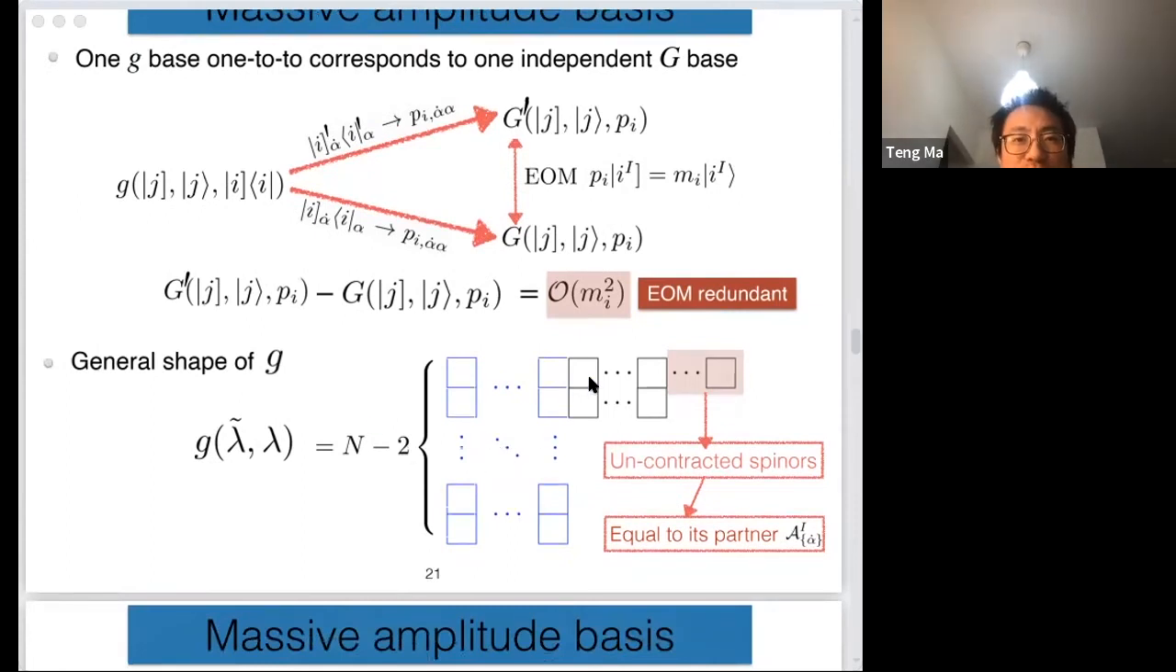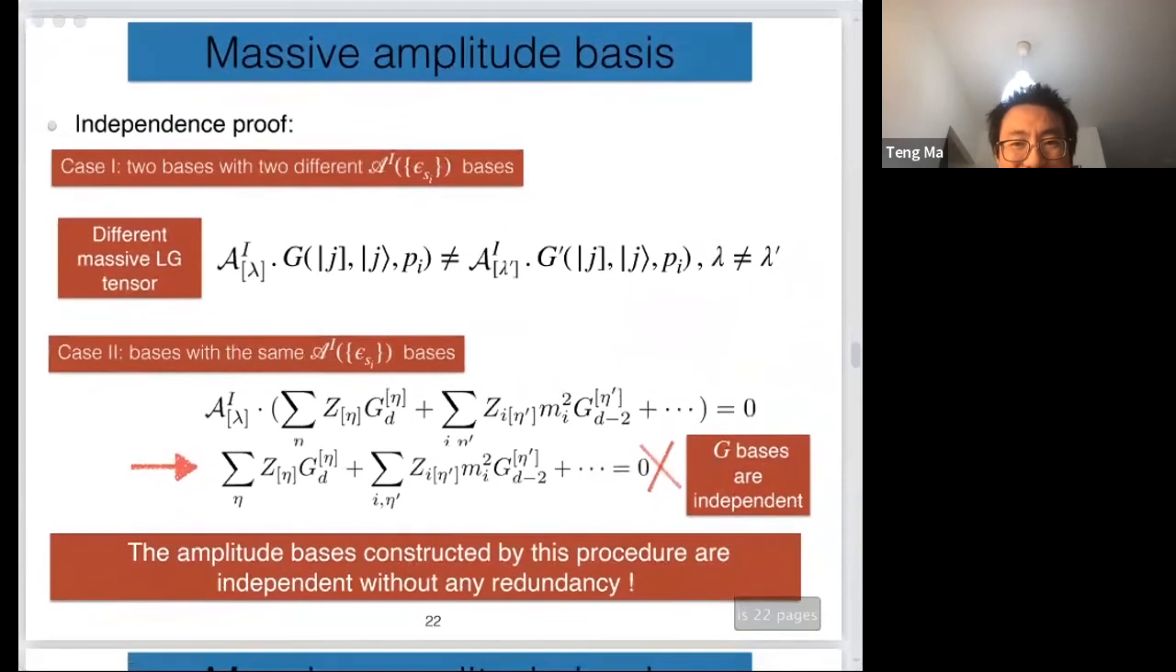This is a general shape of the small g basis Young tableau. Since the G basis is an SU(2)_R tensor, in some columns there is only one white box, representing an uncontracted right-handed spinor. The number of this kind of box should be equal to the number of uncontracted right-handed spinors in the A basis, in order to get the right Lorentz scalar after the A basis and G basis are contracted. After contracting the A basis with the corresponding G basis, a set of amplitude bases can be obtained.